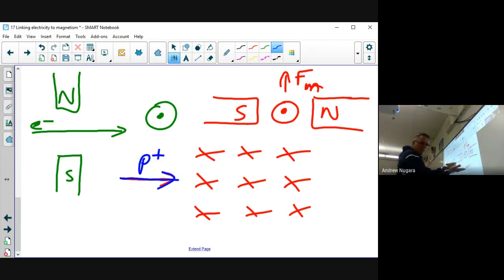And which way is, oh, the answer for everything is up. I should have done another one. So in this case, the proton will be deflected up. The proton is going to go into the magnetic field and it will be deflected up.